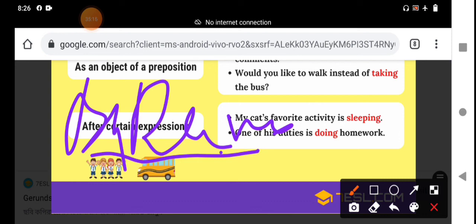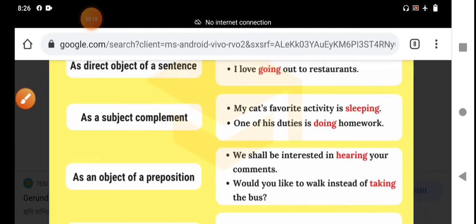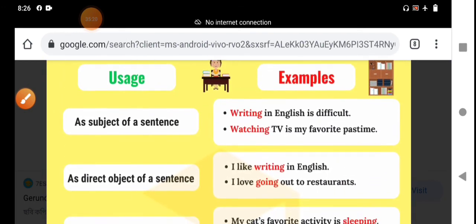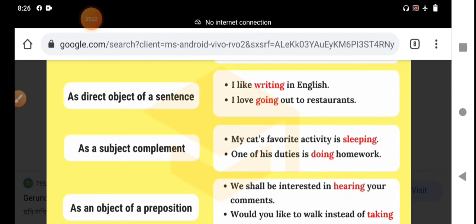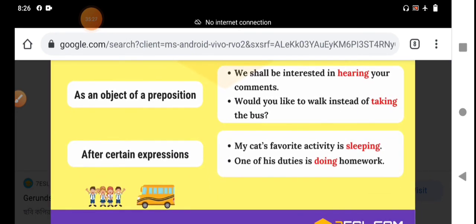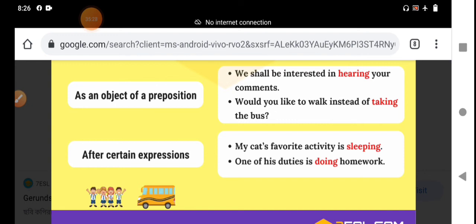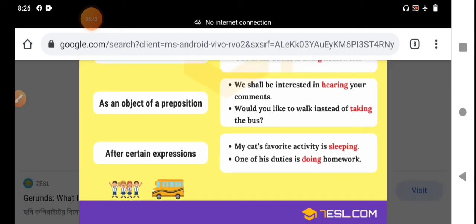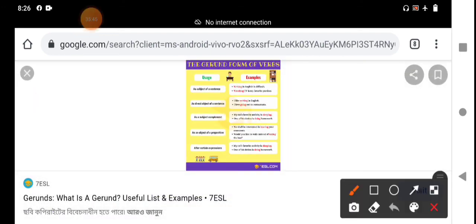Okay, my dear students, all these functions are: subject of the verb, object of the verb, complement of the verb, object of the preposition, and after certain expressions. These are the main functions of the gerund. My dear students, you should understand, and goodbye all of you. We should meet again. All of you, good luck.